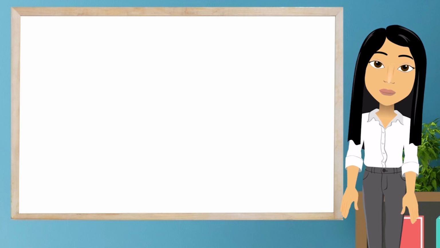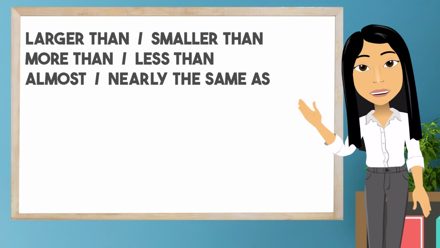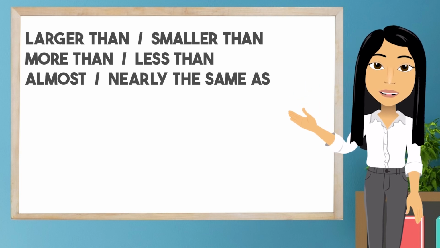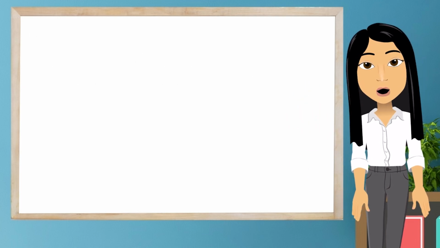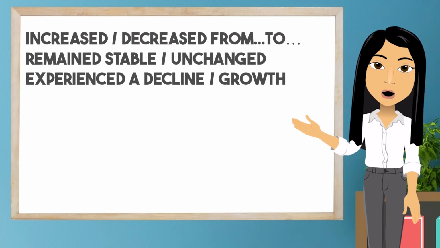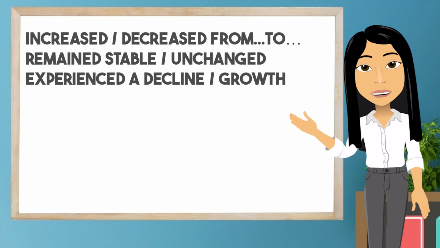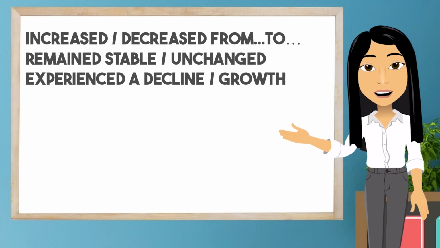For comparative forms, you can use words like larger than or smaller than, more than or less than, almost or nearly the same as. To describe changes that have occurred over time, phrases such as increased or decreased from, to, remained stable, unchanged, and experienced a decline, growth, can be applied.